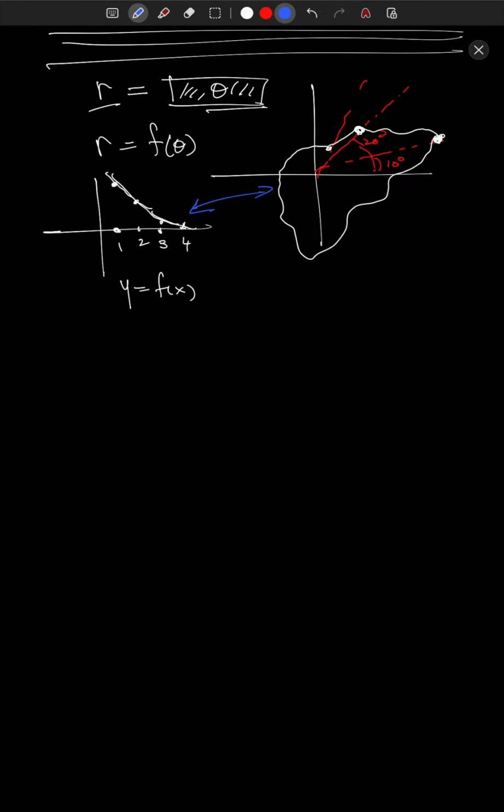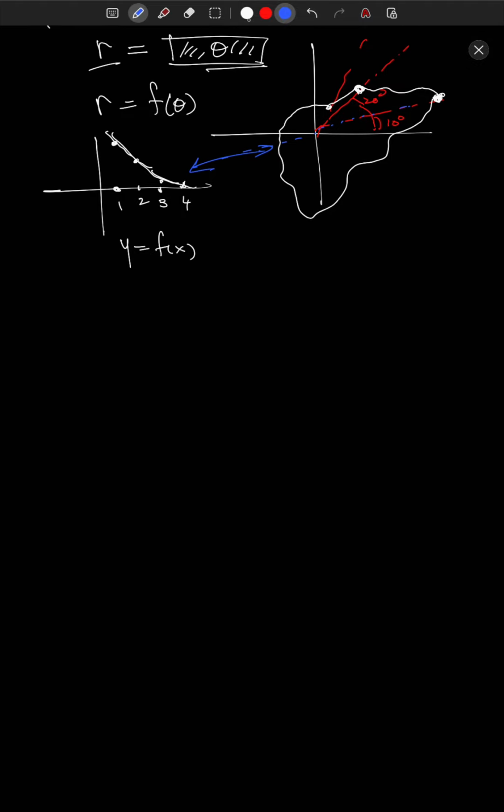Okay, one thing to remember, we'll see this in just a second. If r is negative, if f of theta is a negative number, then instead of looking at, let's say, 10 degrees, we would be looking at the opposite side, okay? All right, let's do that right now. So let's look at the one that we just wrote down, r equals cosine of 2 theta. Let's try to graph this.